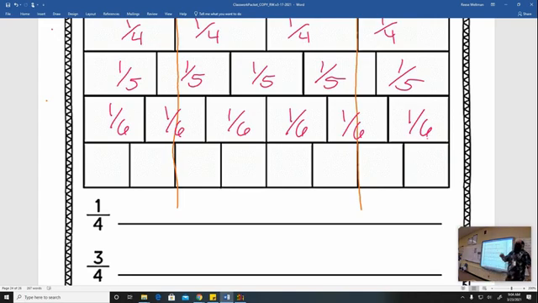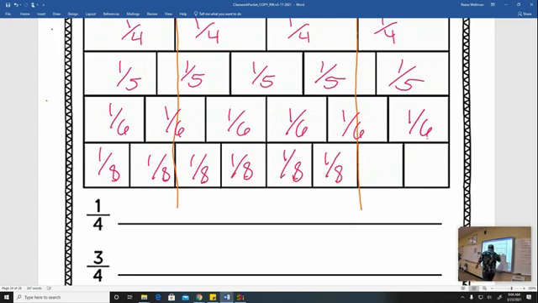Now, bottom line, bottom bar there, Jack. 8. So then, guys, what are my fractions for each section? 1/8. 1/8 all the way across. Each one of these.